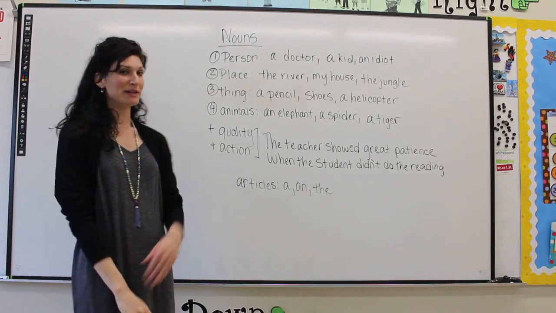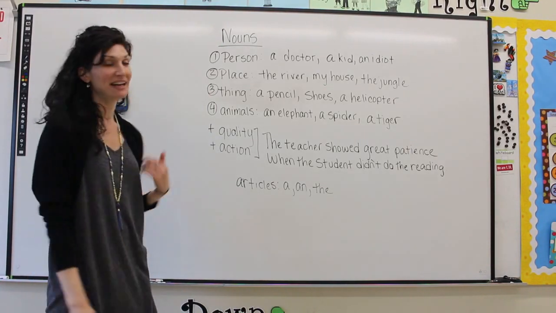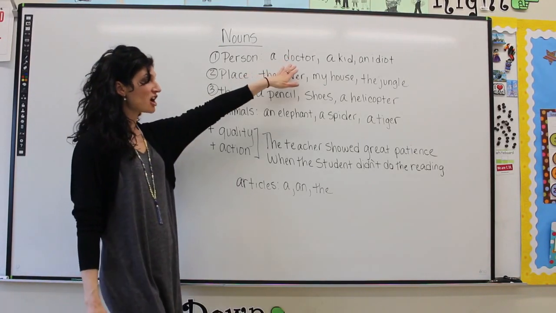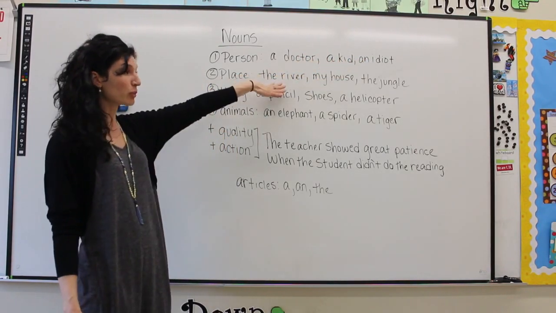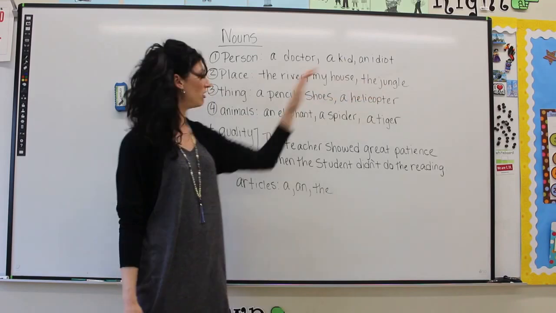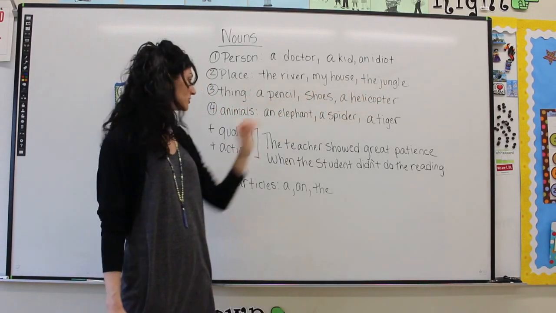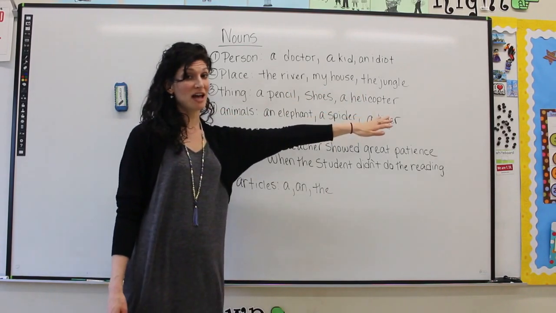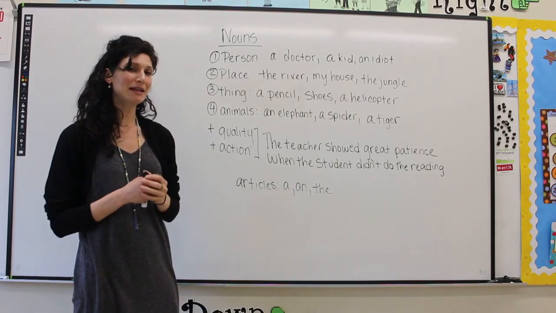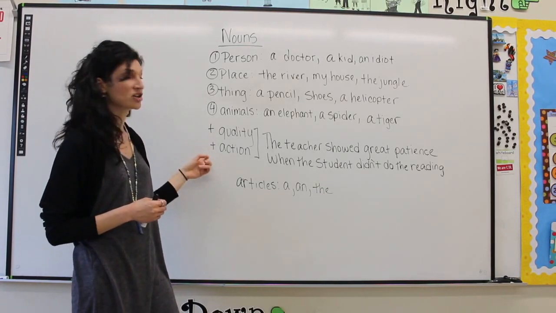First module today is going to be on nouns. Now, back in elementary school, you probably learned that a noun is a person, like a doctor, kid, or even an idiot; a place, like the river, my house, or the jungle; a thing, like a pencil, shoes, or a helicopter; animals, like an elephant, spider, or tiger. But what you probably didn't know is that a noun can also be a quality or an action.